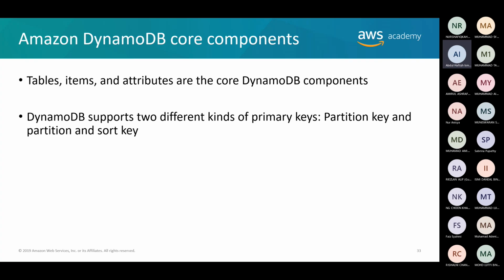Then DynamoDB supports 2 different kinds of primary keys. The partition key is a simple primary key, which is composed of one attribute. And then the partition and sort key are also known as the composite primary key, which is composed of 2 attributes.